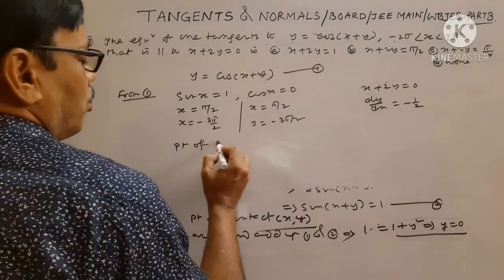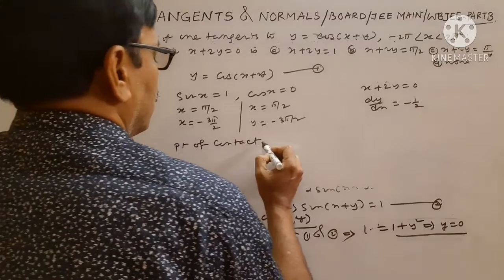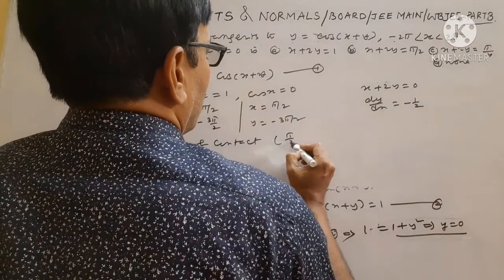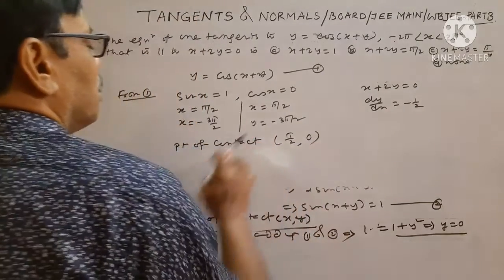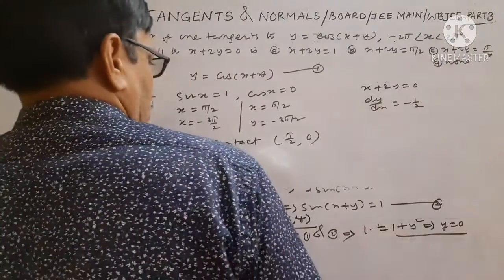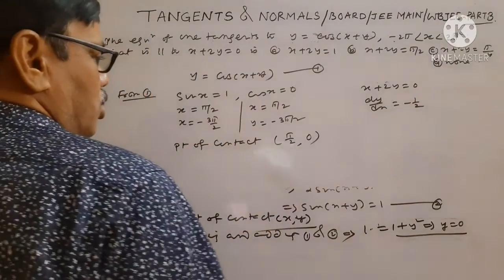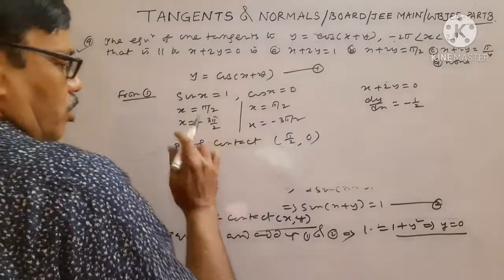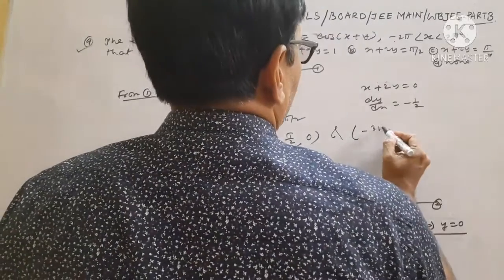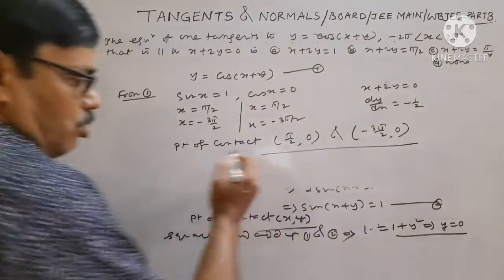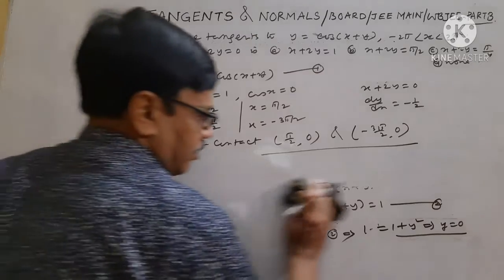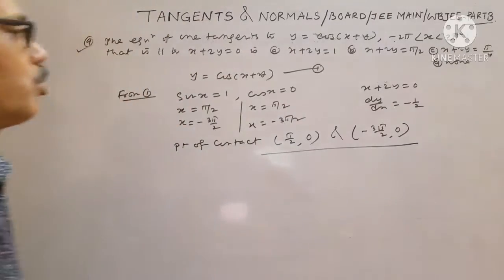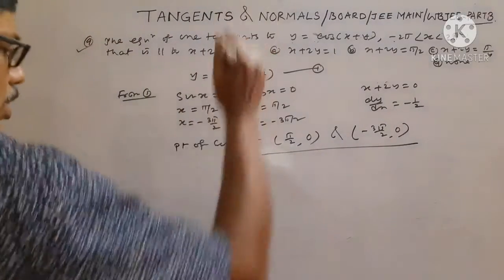So what is the point of contact? Point of contact: pi by 2, y is 0. So this is x, y is 0, and x equals pi by 2. And 3 pi by 2, y is 0. So these are the points of contact. So we are getting two tangents.